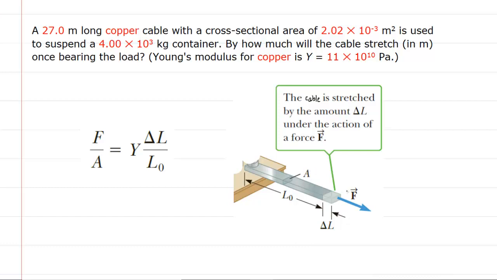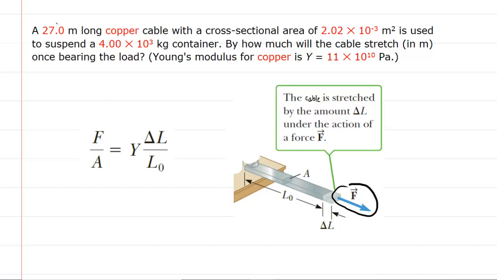Basically what we have is a force that is being exerted on one end of a cable, although in this picture it looks like it's more of a rod. But regardless, we have a force pulling on a structure, and of course the length of that structure is going to change, usually by a very small amount. And our job is, of course, to figure out how much that change in length will be.